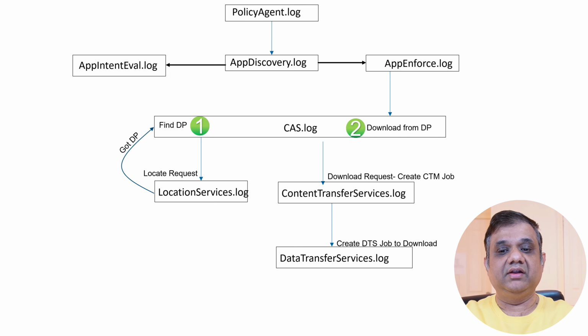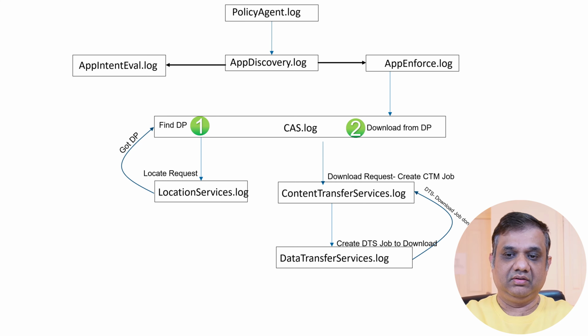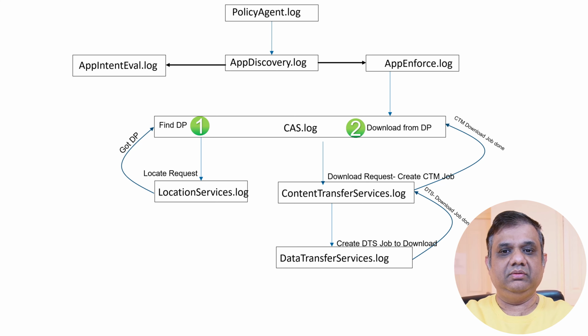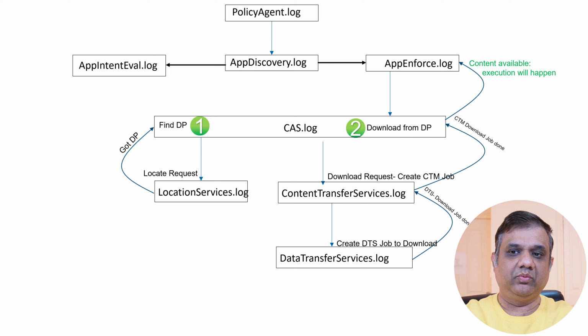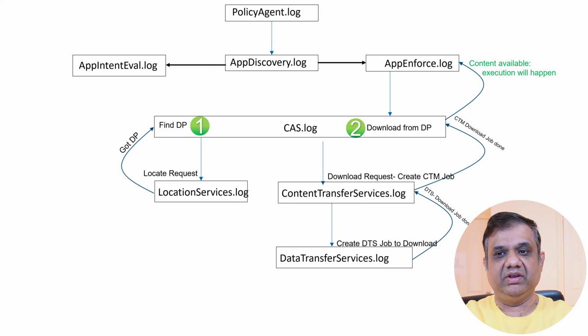Once the data is downloaded through BITS, that information will be transferred back to the content transfer services, that I did my job, DTS job is done. So here is the status, download successful. Then the CTM job will revert back to the CAS, reporting that boss, the content is also downloaded. So now everything is there. Now CAS is also going to provide that information to the AppEnforce that everything is downloaded. Now you are good to execute the application. Hence, finally, AppEnforce is going to execute the application, and based upon the success or failure, you will be able to get the result in AppEnforce. So this is the complete flowchart of the application deployment in an easy to understand manner.